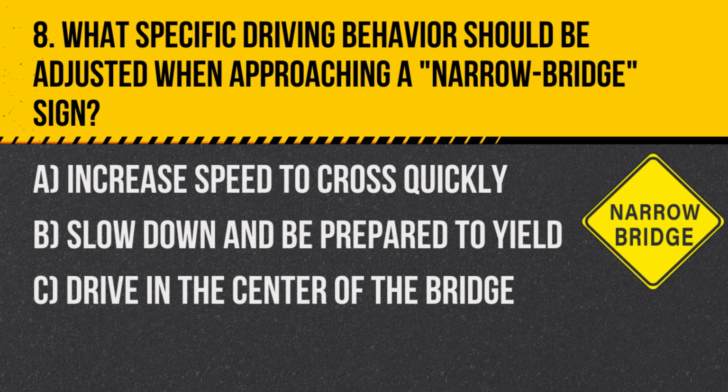Question 8. What specific driving behavior should be adjusted when approaching a narrow bridge sign? A. Increase speed to cross quickly. B. Slow down and be prepared to yield. C. Drive in the center of the bridge. Answer: B. Slow down and be prepared to yield. Narrow bridges require careful navigation.